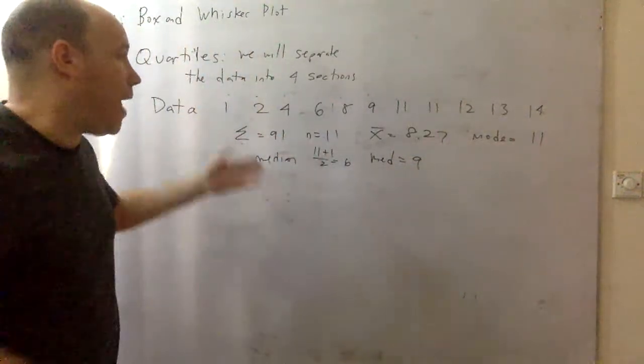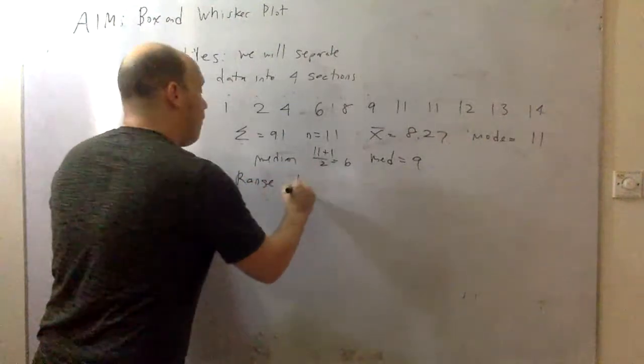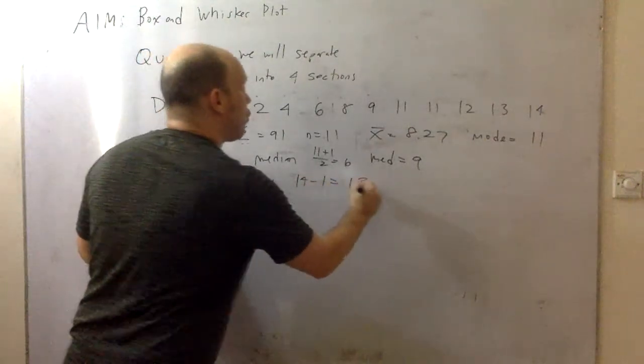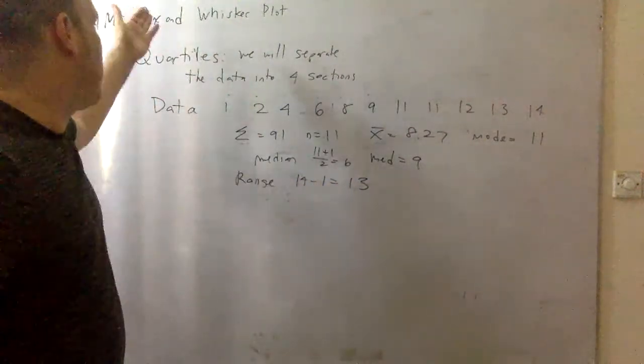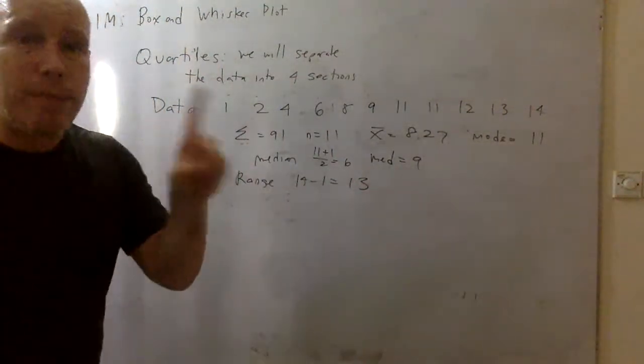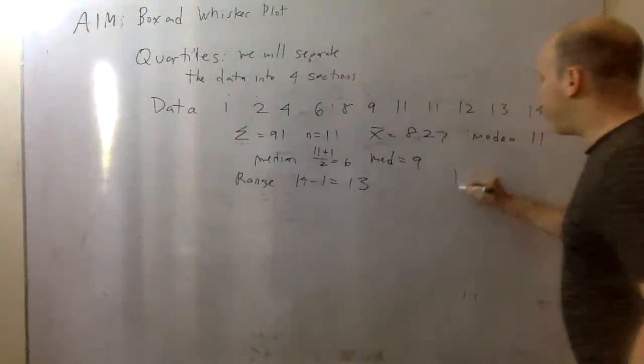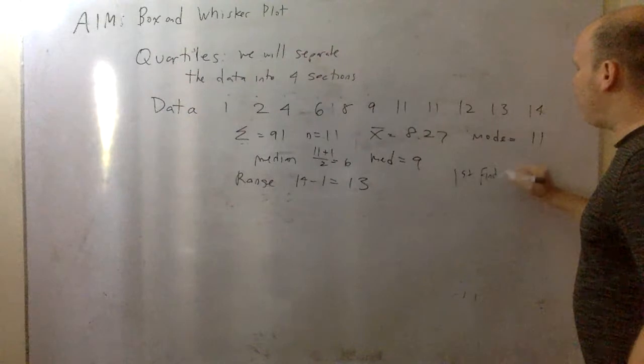Okay, what else can we do with this data? Well, now we can find the range. The range is 14 minus 1, which is 13. Well, today's lesson is box and whisker plot. Let's start. First thing, find the median.